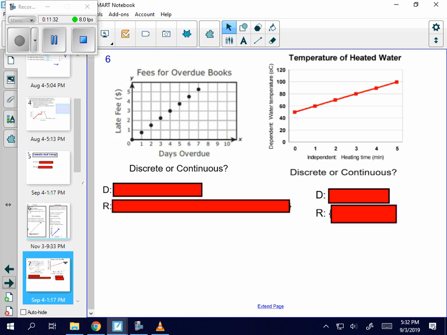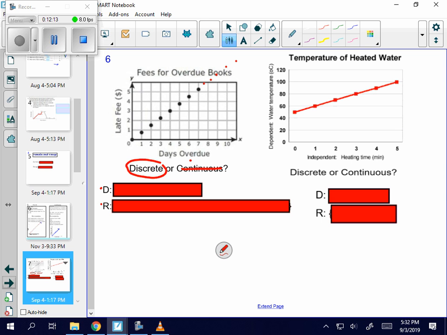All right, number 6. Let's look at these two graphs one at a time, and we'll decide if they're discrete or continuous. And we're also going to list the domain and the range. First, that first one, it does continue on, but that's not continuous. It's discrete because there aren't dots between the dots. If your book is overdue, if you've made it to 2 days, they don't give you a different fee for 2.5 days. That puts you at 3 days. There's only whole numbers.